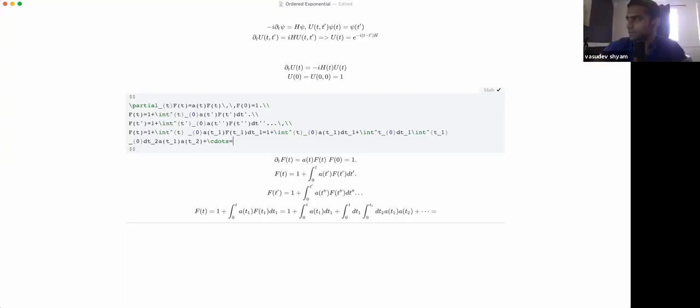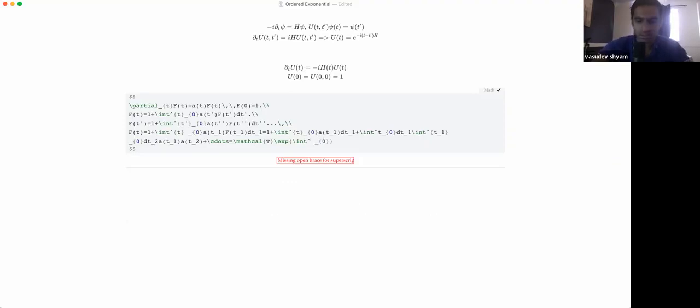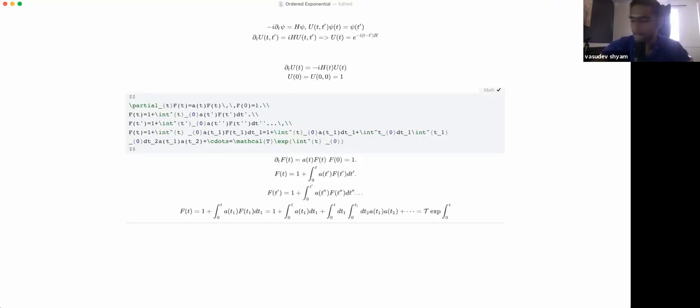So now what happens is that this is what we define to be the time-ordered exponential of the integral from 0 to t of a of t.